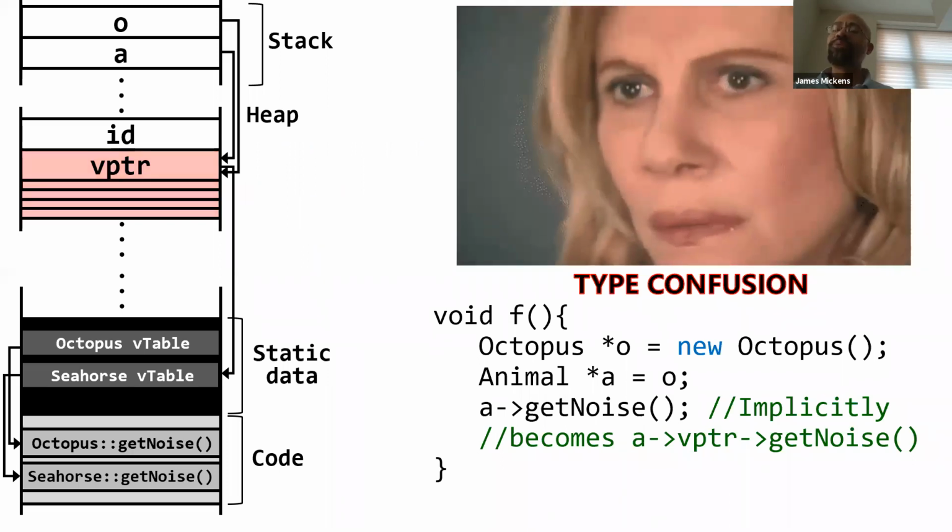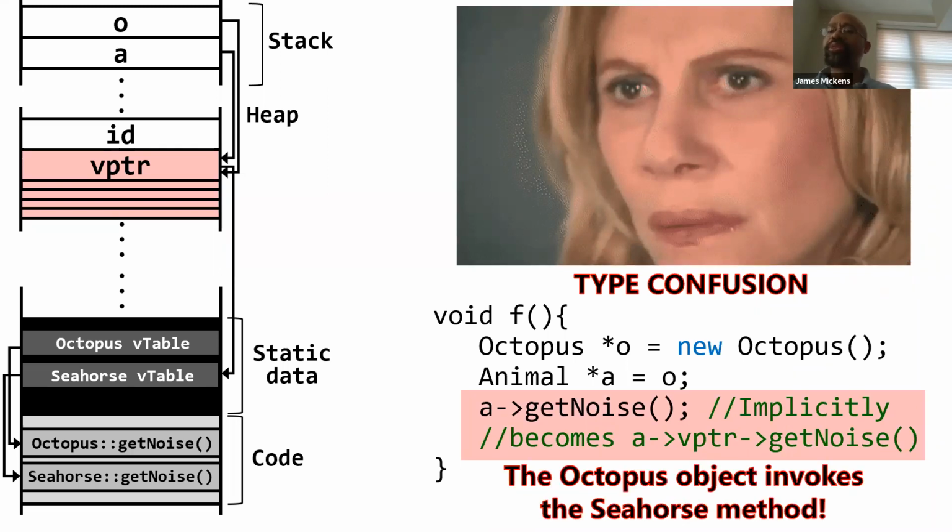The reason this is a type confusion is because we've corrupted the runtime information that's necessary to make polymorphism work correctly. In this particular case, when we look at this polymorphic method, a arrow getNoise, this is going to result in the octopus object invoking the seahorse method. The reason this will happen is because the v pointer for the octopus object has become corrupted. So in this case, the octopus is going to make the seahorse noise.